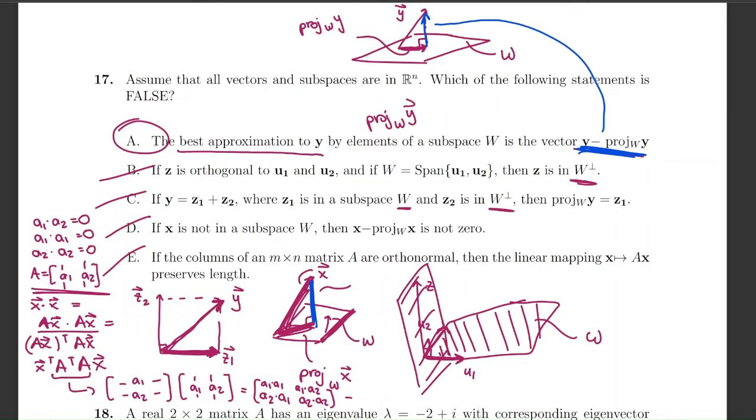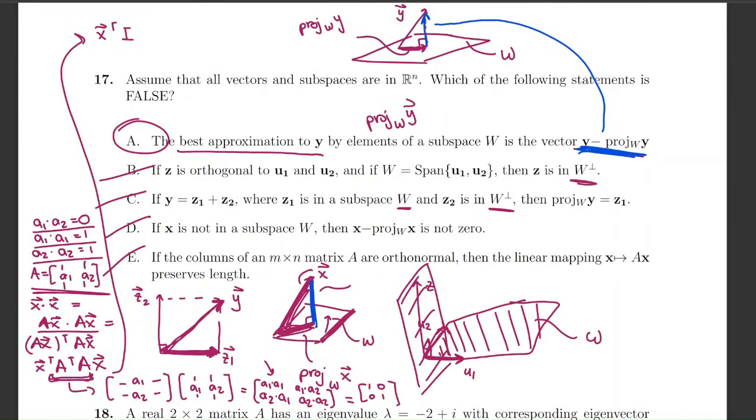And so because we know that A1 dot A2 is 0 and A1 dot A1, and why did I put 0? These should be 1. It should be A1 dot A1 equals 1 and A2 dot A2 equals 1. We can plug that in here and we get 1, 0, 0, 1. So A transpose A is just the identity matrix. So that means that we end up with x transpose times identity matrix times x, which is just x transpose times x, which is equal to x dot x. So we essentially reduce this down to x dot x, so the length is preserved because that's equal to the original x dot x. So this is going to be a true statement.